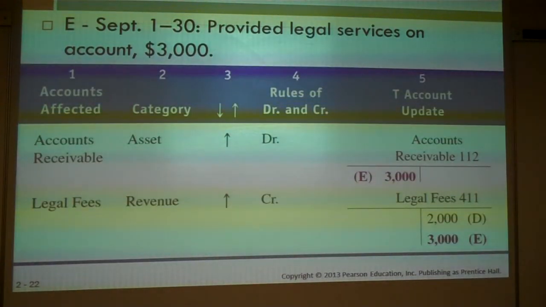Here's what the accounts look like. Accounts receivable is an asset, it went up. That's our debit. Legal fees is our revenue. It also went up. Where's the revenue's normal balance? On the credit side.